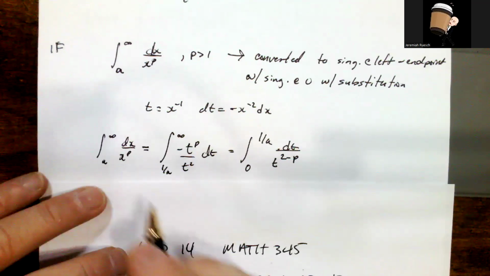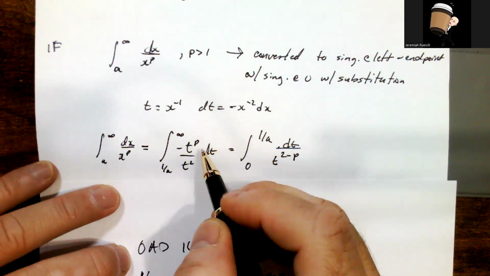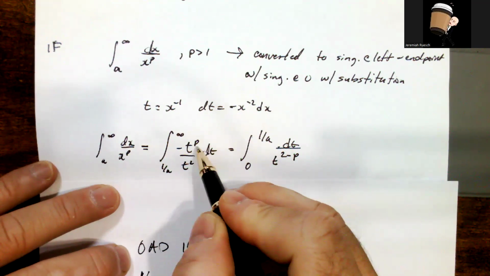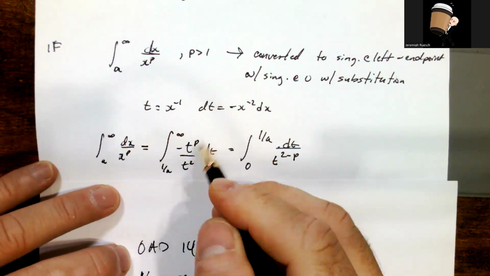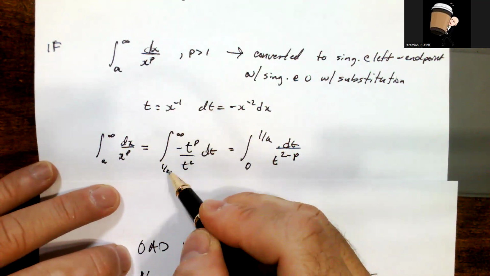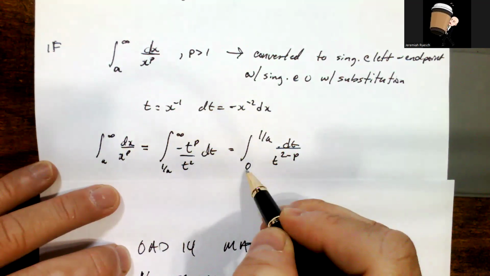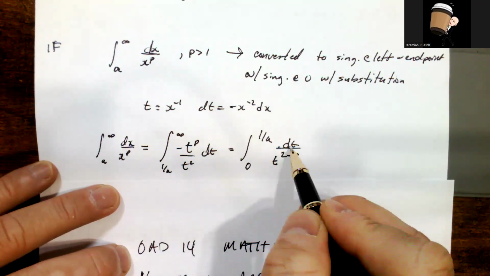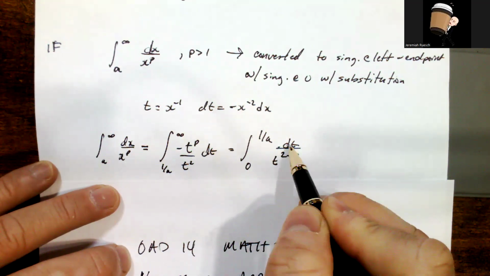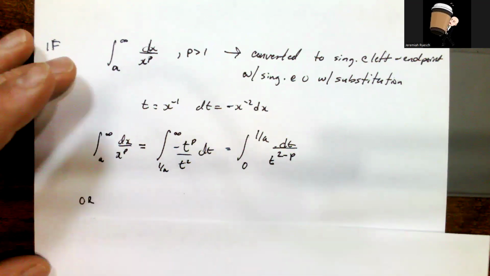So if we plug those in, as you would expect, just straight substitution, you get a t squared dt and a t to the negative p, or negative t to the p, okay? The limits of integration are from infinity to 1 over a, and then flipping those, we get 1 over a to 0, and then using properties of exponents, this is dt over t to the 2 minus p, okay?